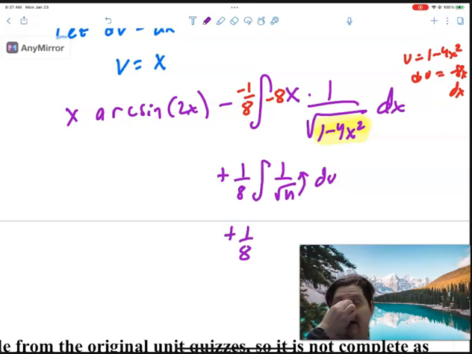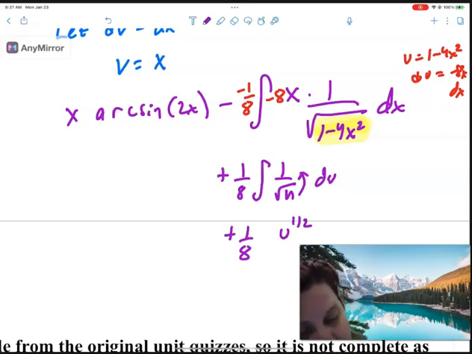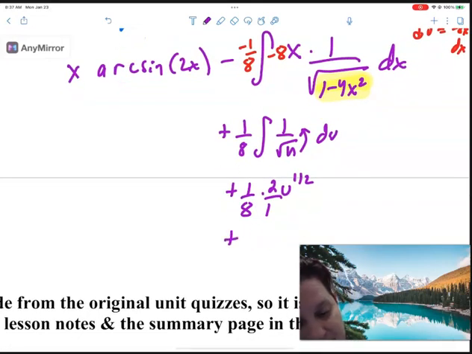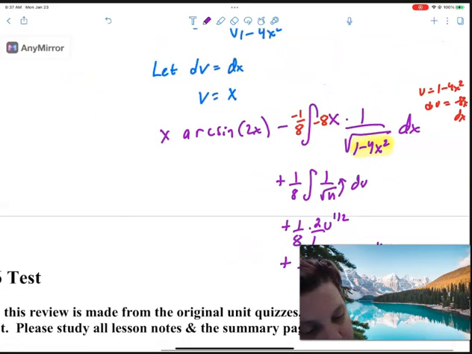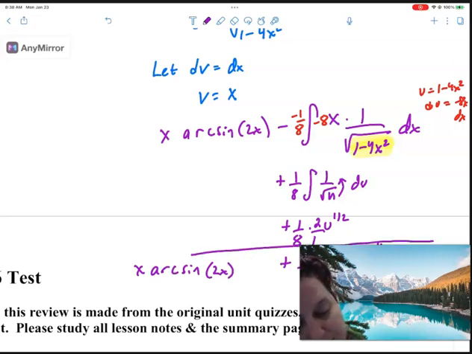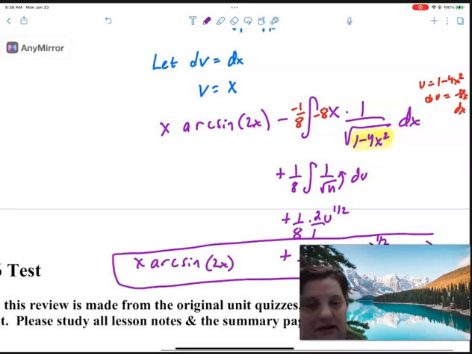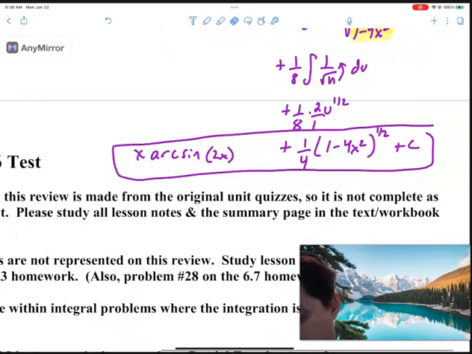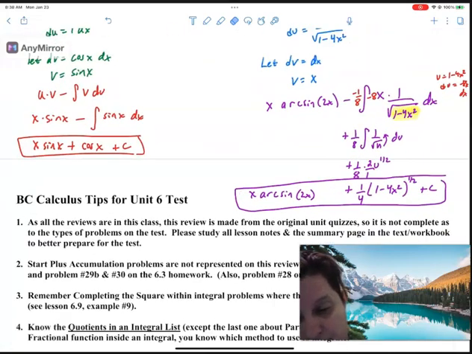Okay, that's u to the negative 1/2. If I add 1, that's u to the 1/2 divided by 1/2, or times 2. So my final answer is 1/4 u to the 1/2 plus c. u is 1 minus 4x squared. And then this side gave me x, arcsine 2x. Okay, so that was a kind of complicated one. Let's see if that's what we get over here. All right, perfect, that looks good.